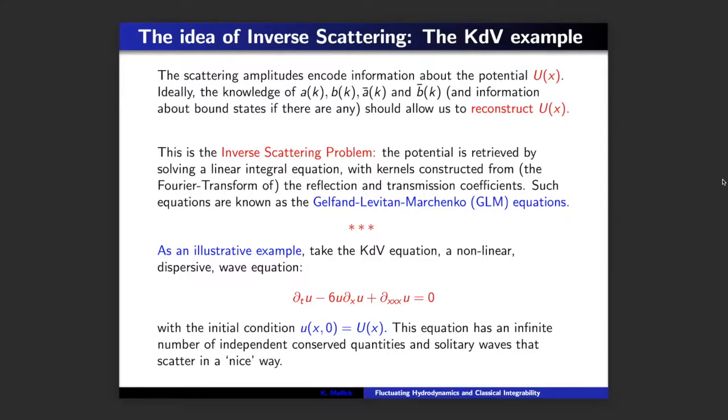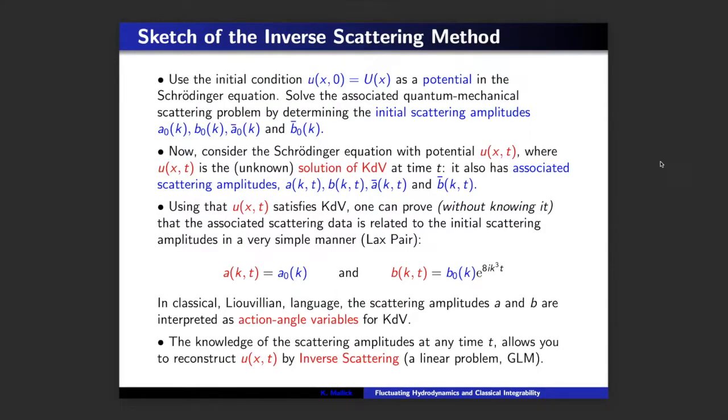To solve this equation with time, you have a Cauchy problem, initial time, and you want to compute u at time t. So what you do is you take the initial condition, this u of x, and you plug it into a Schrödinger equation. You consider it as a potential in a Schrödinger equation. And then you solve the quantum mechanical problem with this potential. You scatter through this potential, and you compute A, A bar, B, and B bar at time 0 for this potential. Okay, a priori, this has nothing to do with my KdV. I just consider the initial condition as a potential in an associated Schrödinger equation.